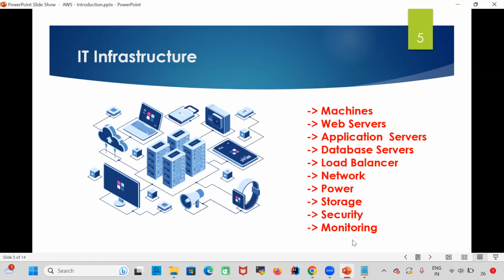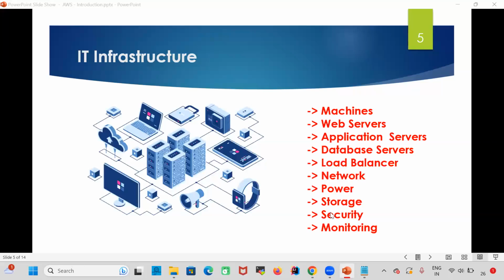In order to set up all this infrastructure, we need to invest a lot of money. If you just invest money, that is not sufficient. We need to monitor that also. We need to purchase all these things: computers, servers, database, power, network. We need to monitor. If you just purchase all these items, that is not sufficient.